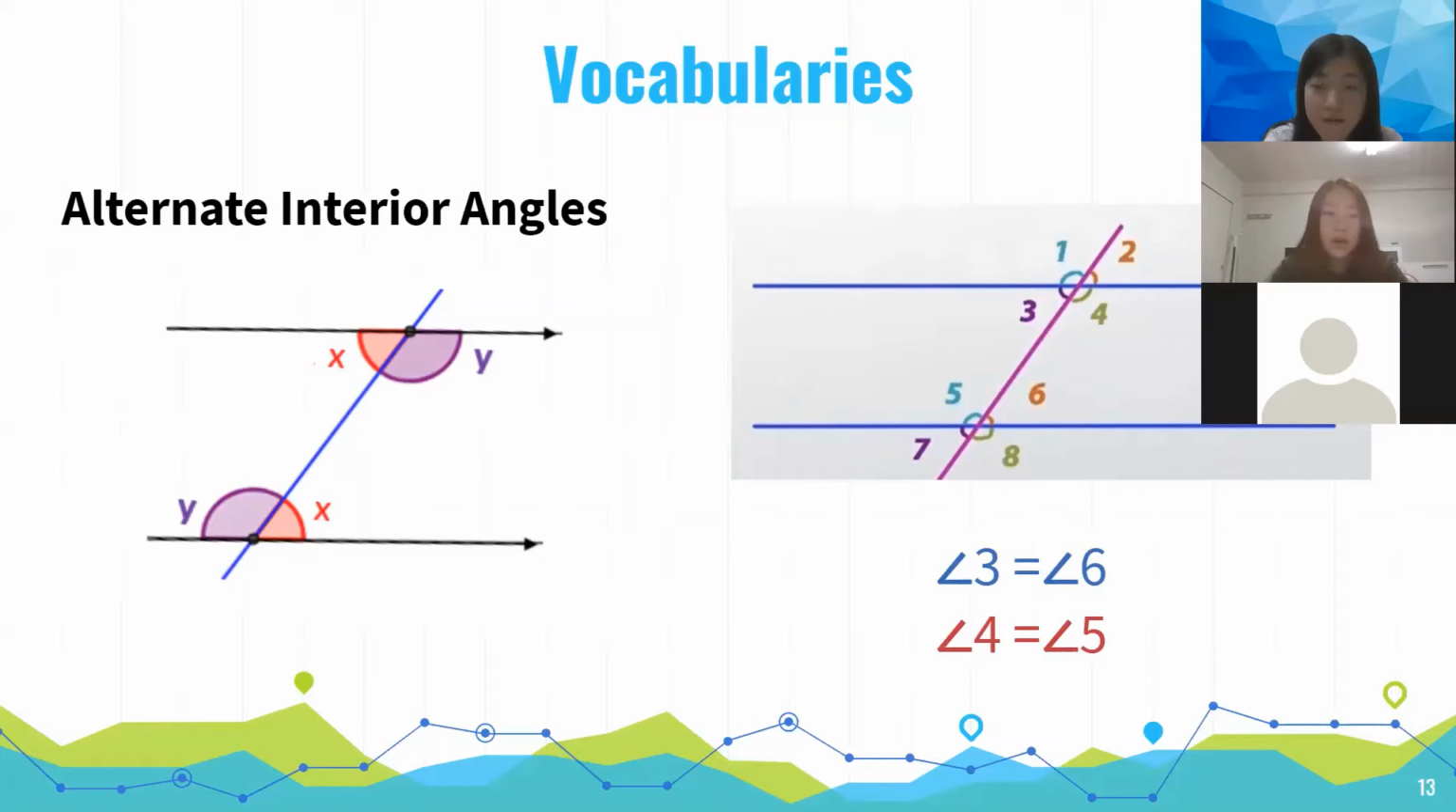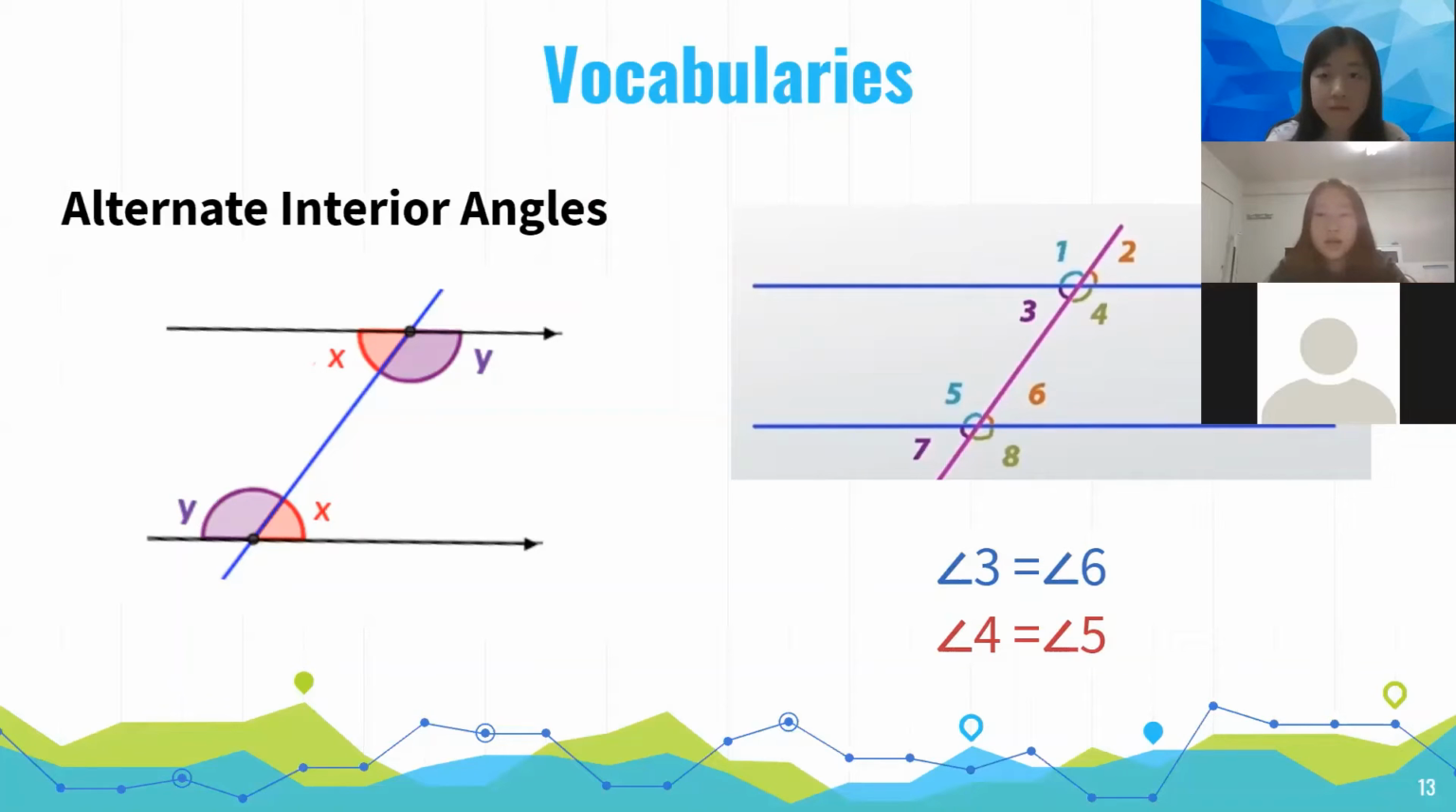So basically the interior angles are the same for the ones that correspond to each other, which is 3 and 6, 4 and 5. If you see, they have the same angle degrees. 3 and 6 are equal to each other, 4 and 5 are equal to each other.